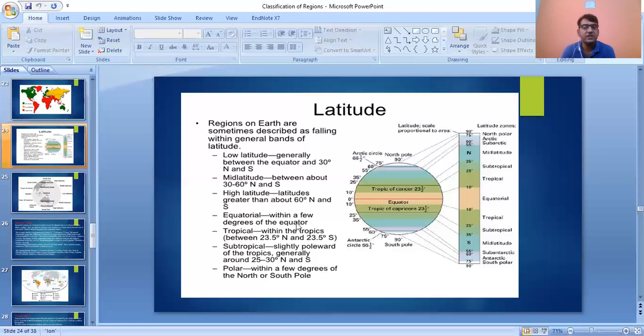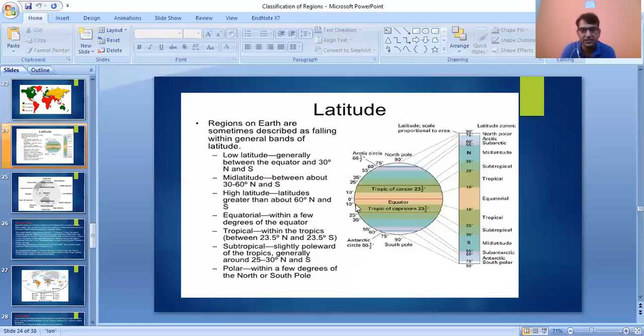So equatorial region is within a few degrees of the equator, tropical is within the tropics between 23 and a half north and 23 and a half south. Subtropical is slightly poleward; as we go further from the tropics, we have subtropical regions which are generally 25 to 30 north and south latitude, and we have a polar region within a few degrees of the north and south poles. The equator is the central line which divides the earth in two equal parts. So the equator is a 0-degree line.